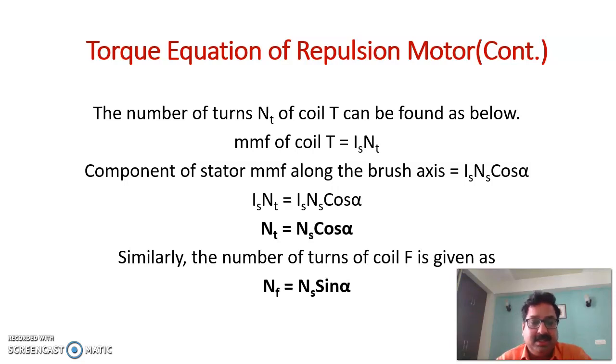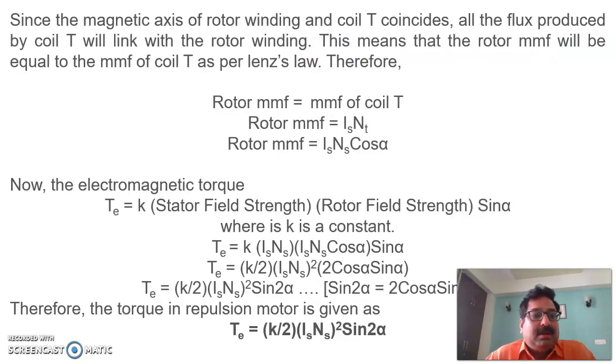So the number of turns in the T coil will be Ns cos alpha. Similarly, we can find the number of turns for the F coil. There are two coils now, T and F. One is the cosine angle and the other is the sine angle. For the T coil it is Ns cos alpha, and for the F coil it is Ns sin alpha. These are the two values we obtained in terms of sine and cosine of alpha. We are all aware that the magnetic axis of the rotor winding and coil T coincide. This is a fact.